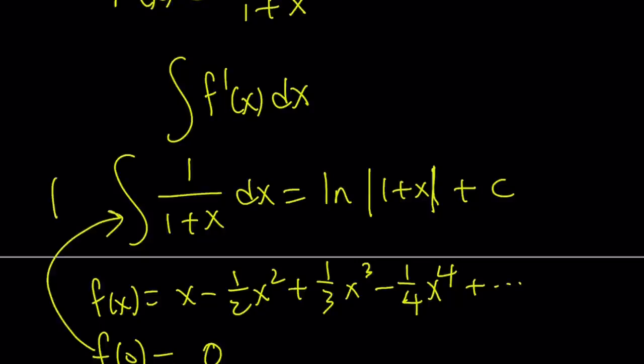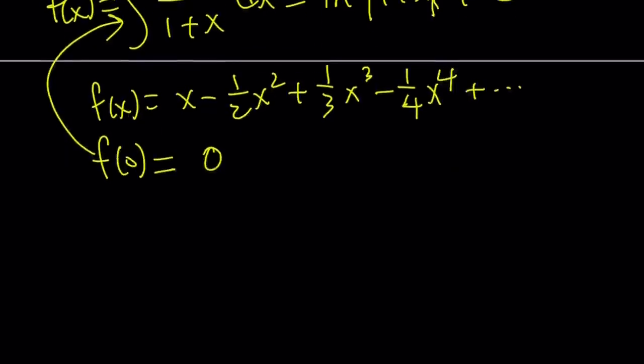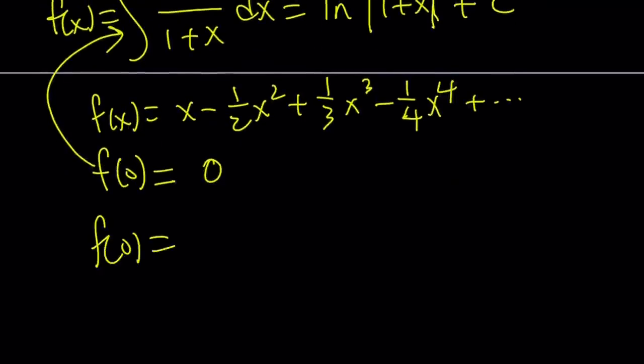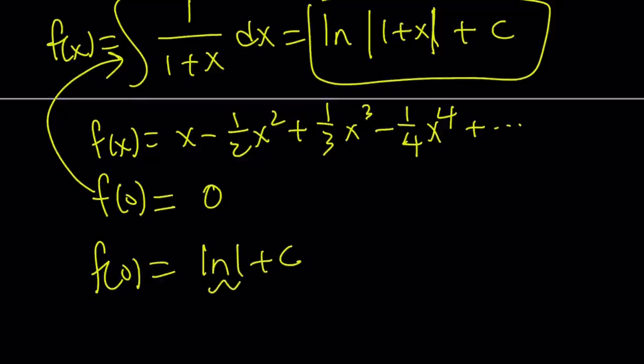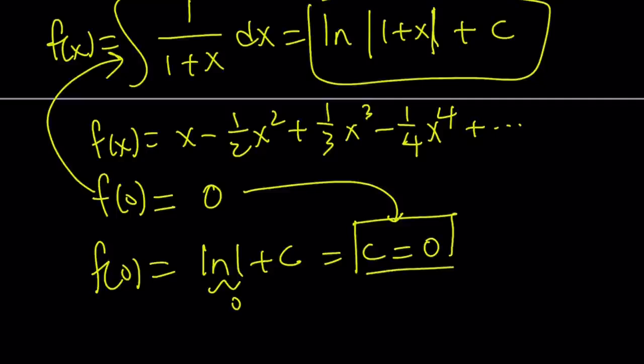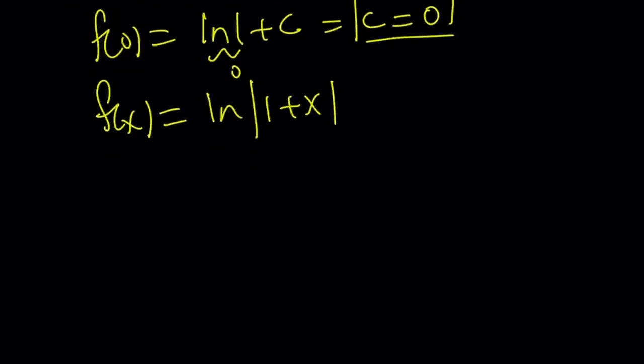By the way, this is f of x. So f of 0 is going to be ln of 1 plus 0, which is ln 1, plus c. But ln 1 is 0, so it's just going to be c. But we do know that f of 0 is 0, so c is equal to 0. So hopefully you see what I see. If c is equal to 0 and f of x is ln absolute value of 1 plus x plus c, then f of x is going to be ln of 1 plus x. The absolute value, we don't need it, but let's just keep it there for now.